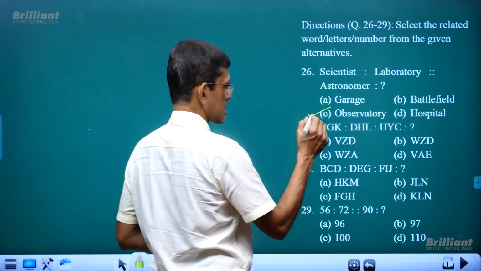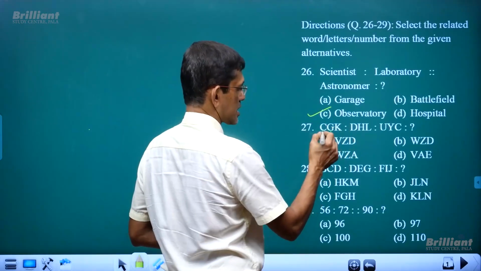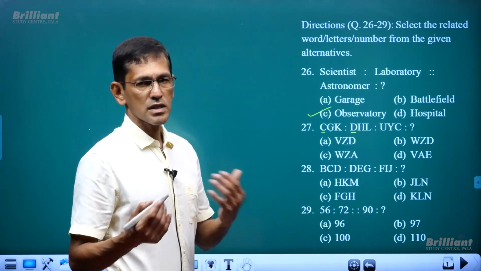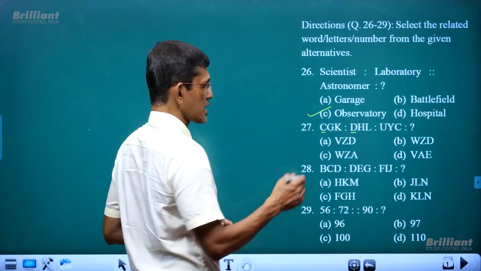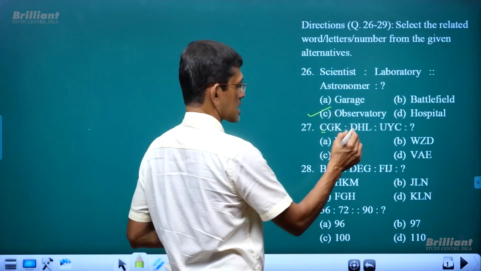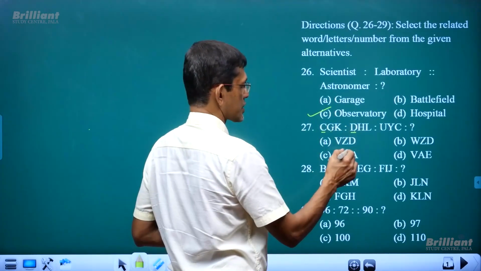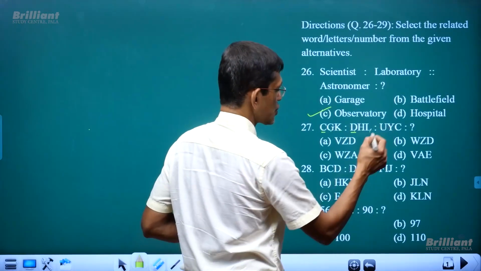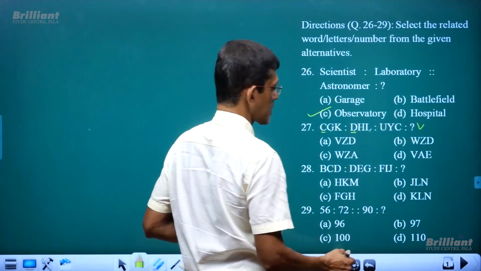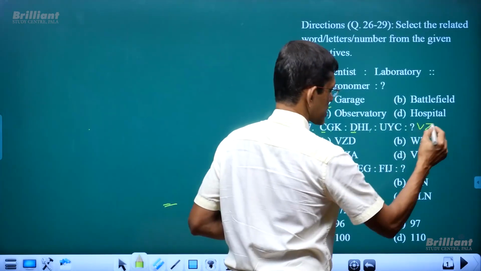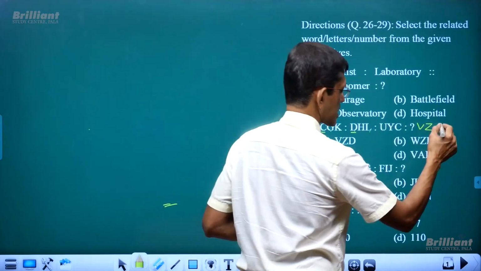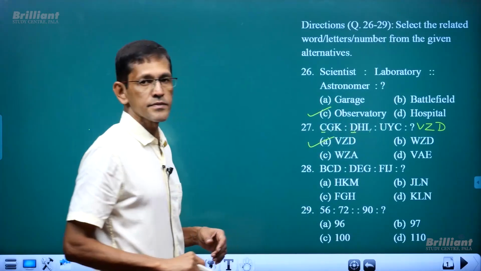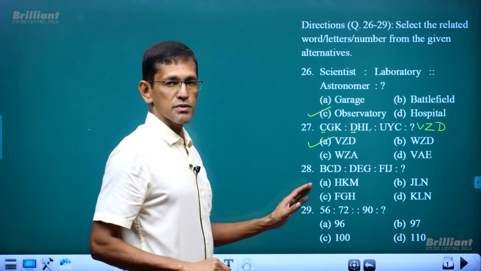Then we have C, G, K, D, H, L. Well, C, G, K, and here it's D, H, L. You can take it as coding-decoding, or you can take it as a pattern. Doesn't matter. Whichever way you take, C plus one letter is D, G plus one letter is H, K plus one letter is L. So U plus a letter is V, Y plus a letter is Z, and C plus a letter is D. So V, Z, D. That's a straightforward, simple question.